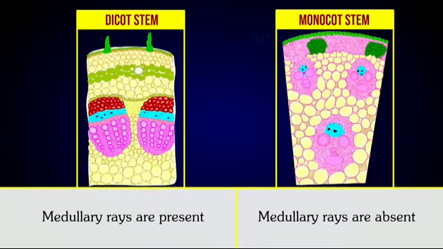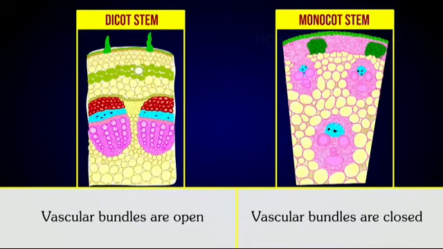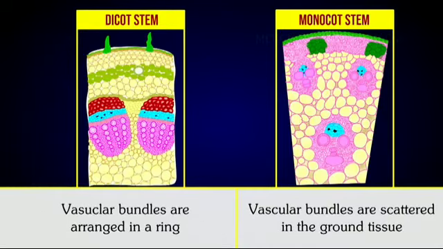Next, medullary rays are present here. In monocotyledon, medullary rays are absent. Next, vascular bundles are open in dicotyledon. Vascular bundles are closed in monocotyledon. Vascular bundles are arranged in a ring in dicotyledon. In monocotyledon, vascular bundles are scattered in the ground tissues.